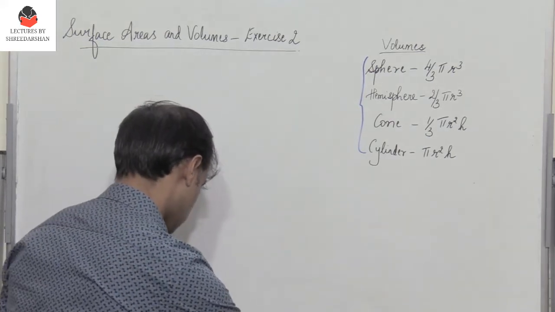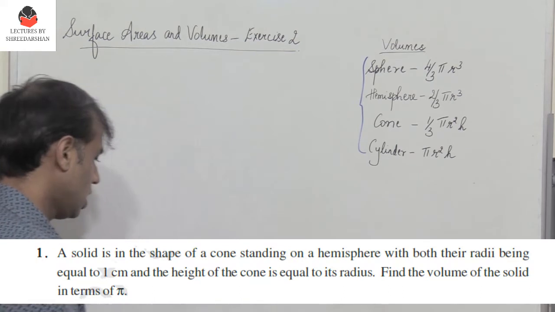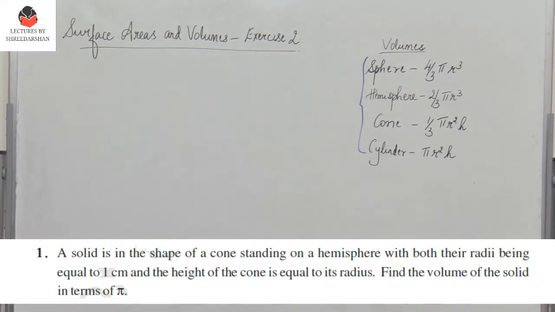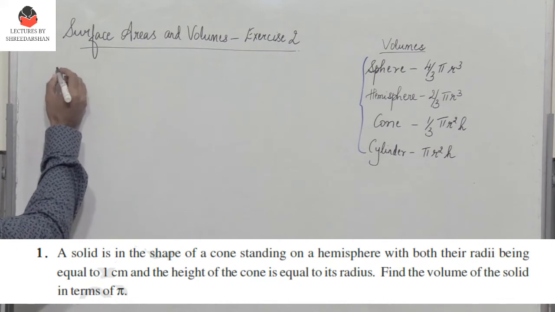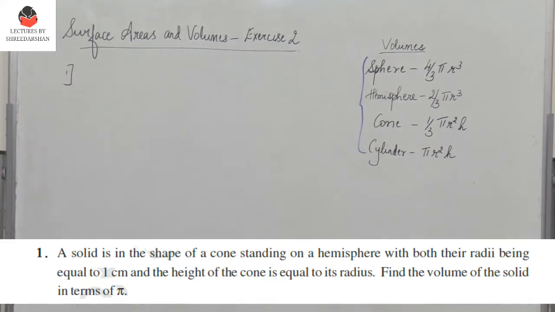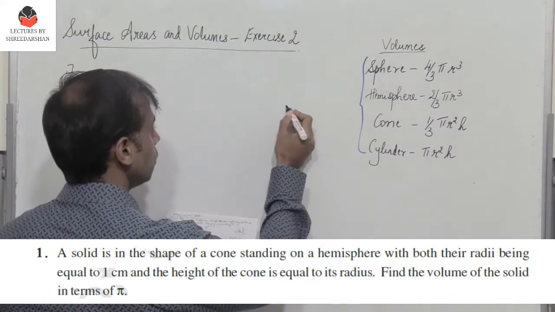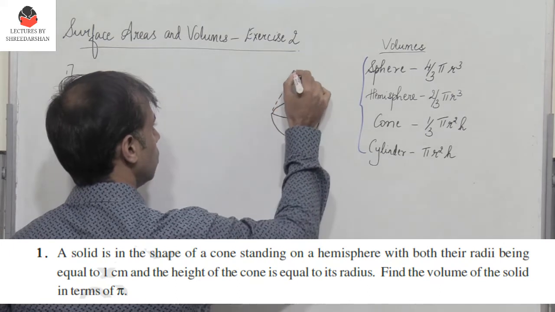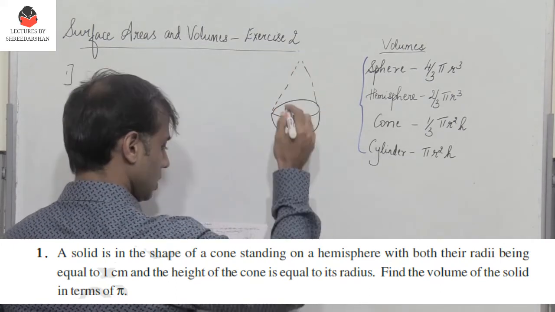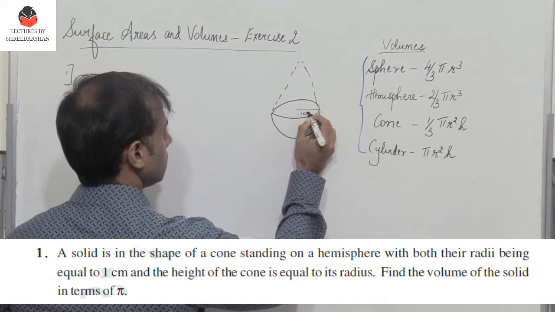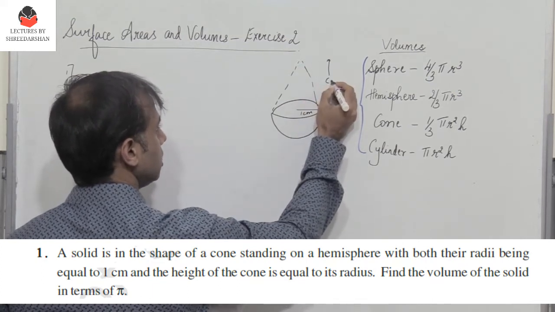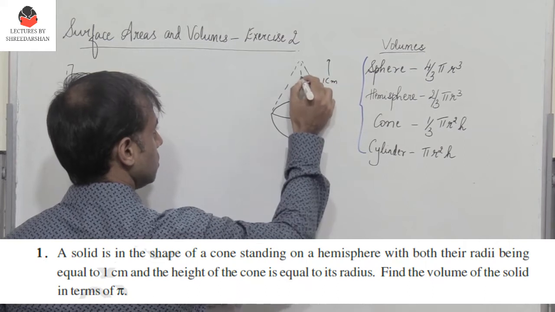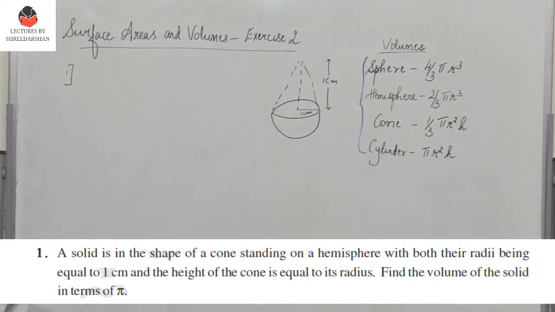The first problem states that a solid which is in the shape of a cone is standing on a hemisphere, with both their radii being equal to 1 centimeter, and the height of the cone is equal to the radius. Find the volume of the solid in terms of pi. So there is a hemisphere and on it you have a cone. The radius is 1 centimeter as well as the height is also 1 centimeter. So we need to find the volume.